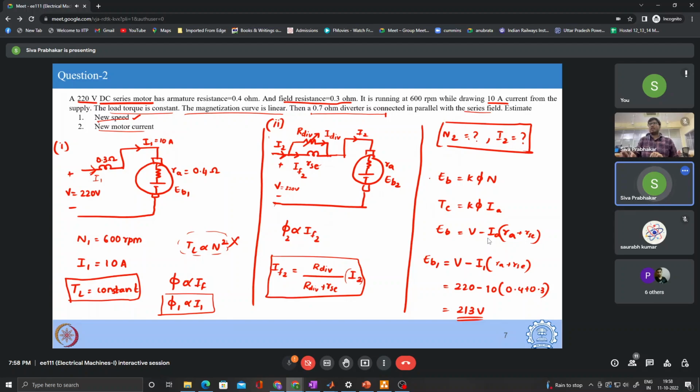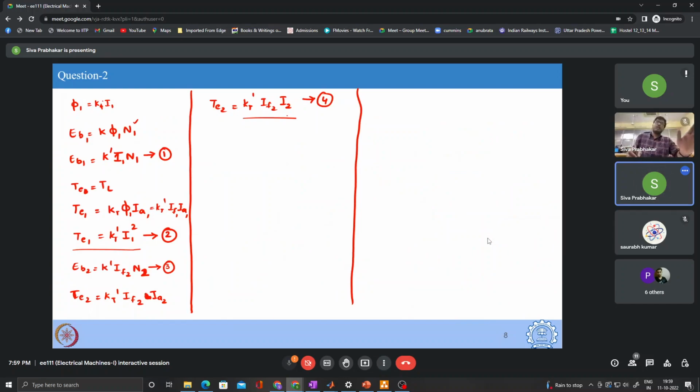So these are the three basic equations for a series motor. The same equations apply everywhere. If you know the circuit and how the circuit changes, then it is just the basic three equations. If you have a hold of these three basic equations and how the values of IA and flux are related for a series motor as well as for a shunt motor, then the problem is quite easy. So we got the value of EB1.